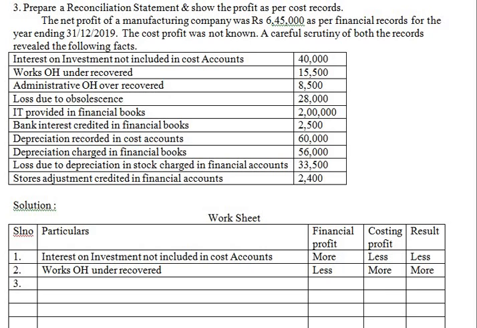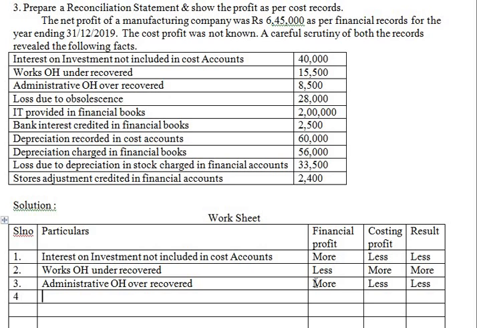Now your third point is administrative overheads over recovered. It means extra is recovered. So your financial profit will be more as it is extra recovered in the costing profit. So financial profit will be more, costing profit will be less, and your result will also be less.